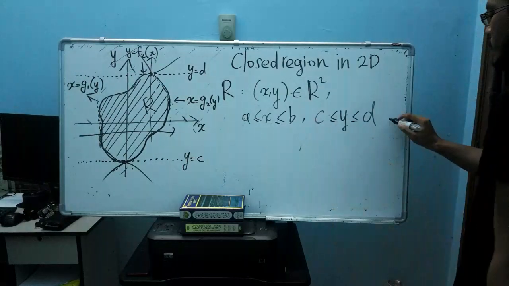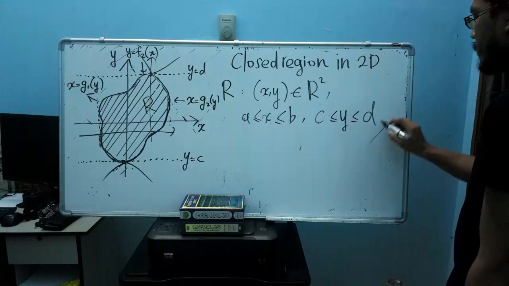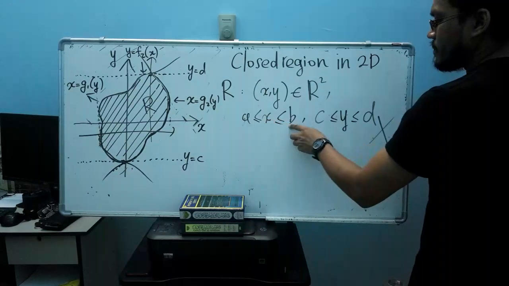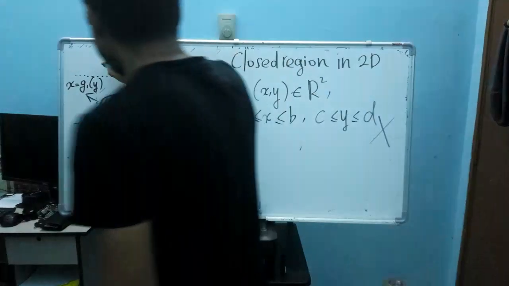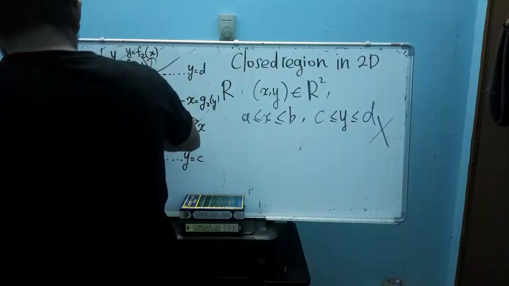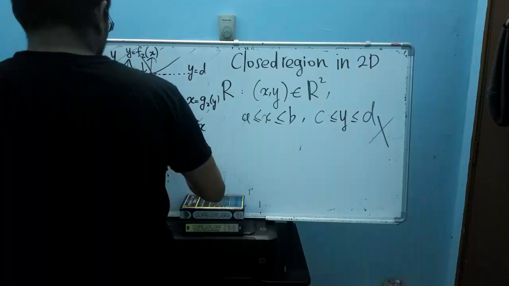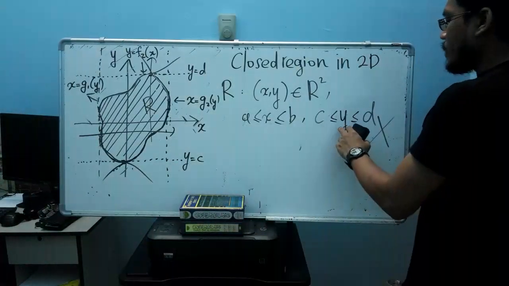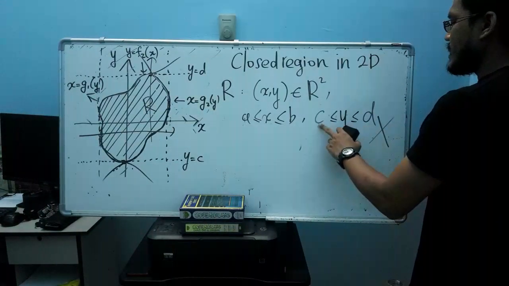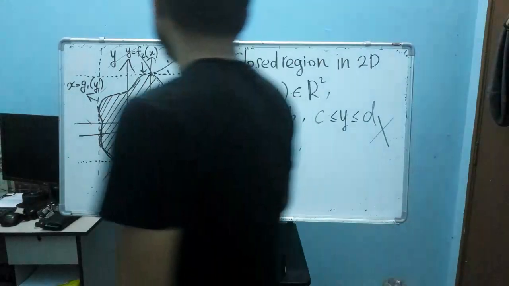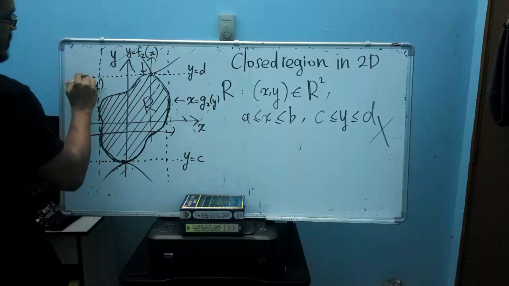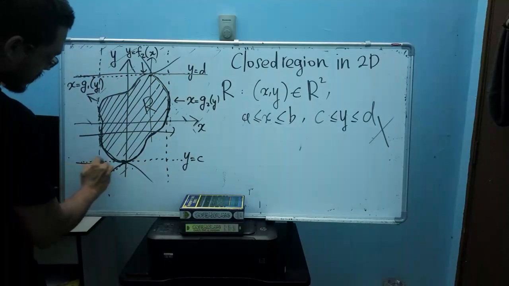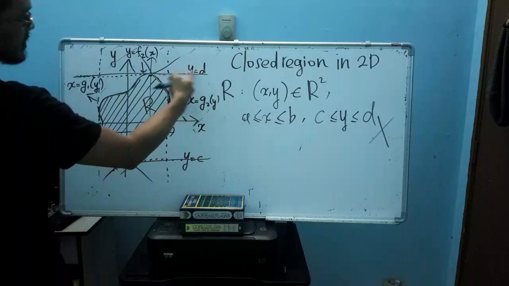Of course, this one is wrong. This one is not correct. Why? When you consider, for example, X between A and B, what do you mean by between A and B? It means it's between these two numbers. And when you consider Y between C and D, C is a value and D is a value, somewhere here. For example, the value of C is this one, and the value of D is this one.